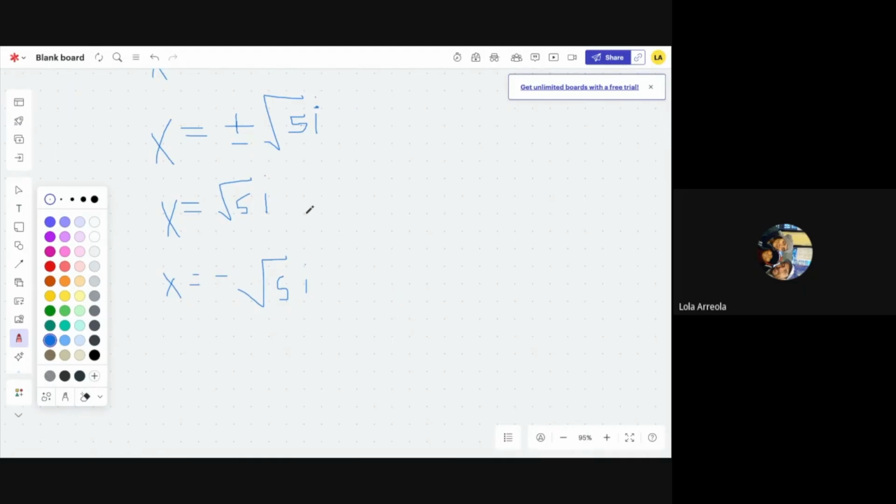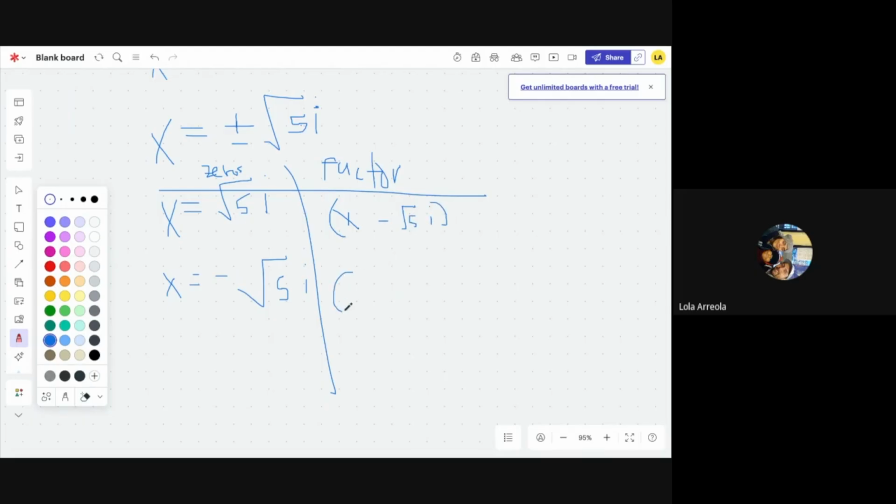So just like we identify the zeros, these are my zeros. Like when we do the chart, what would the factor be? All right, the factor for this one is x minus square root 5i.